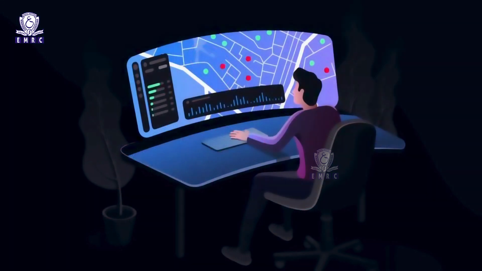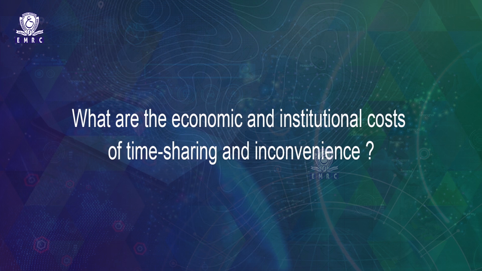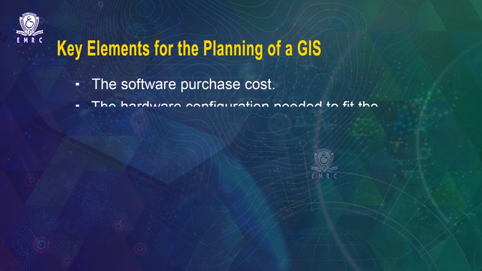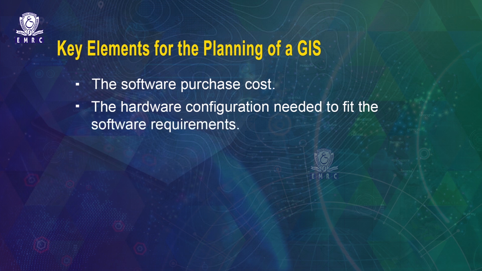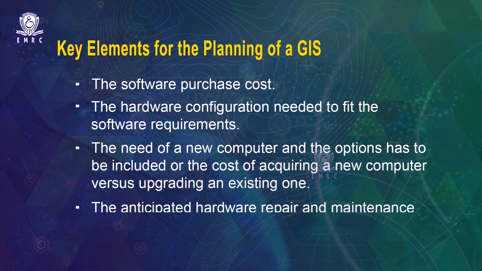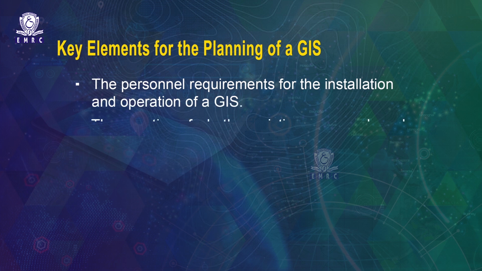Another opportunity for reducing investment cost is the use of existing equipment. If a computer is available, is it compatible with the GIS envisioned? What are the economic and institutional costs of time sharing and inconvenience? The key elements needed for the planning of a GIS depend on factors like the software purchase cost, the hardware configuration needed to fit the software requirements, the need of a new computer and the options to be included, or the cost of acquiring a new computer versus upgrading an existing one, the anticipated hardware repair and maintenance, and software support cost, and the personnel requirement for the installation and operation of a GIS.